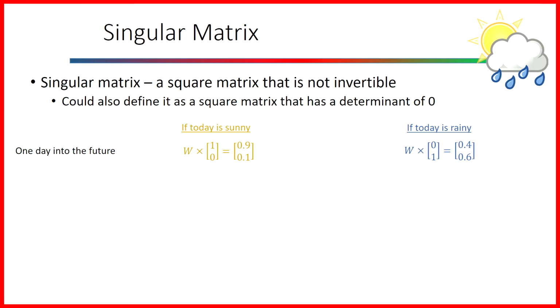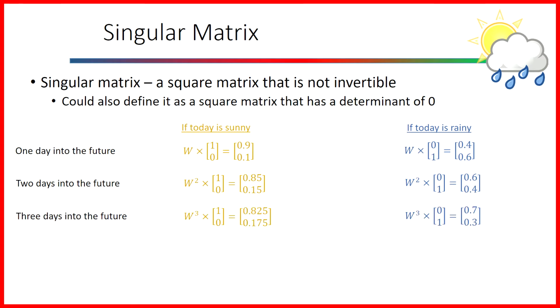For the weather 2 days from now, we simply compute W squared times today's weather. So that tells us if it's sunny today, there will be an 85% chance it'll be sunny the day after tomorrow. And if it's rainy today, there's a 40% chance it'll be rainy the day after tomorrow. If we ask about 3 days from now, it's simply W cubed in the equation, and we find that 3 days from now, there's an 82.5% chance it'll be sunny if it's sunny today, and only a 30% chance it'll be rainy if it's rainy today.